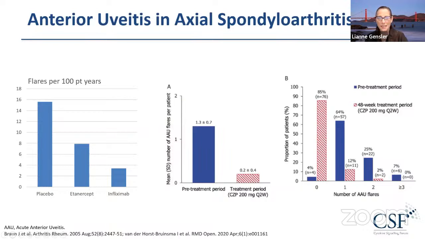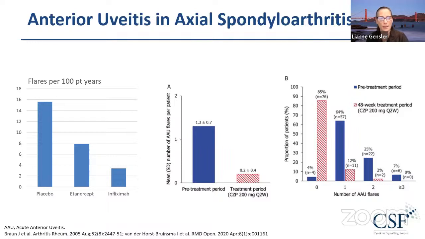Now, when you think about anterior uveitis in axial spondyloarthritis, these are some of the studies, and I obviously can't be comprehensive in 20 minutes. On the left is an older study, published in 2005, a systematic literature review where they looked at the trials that had been published at the time, etanercept and infliximab, compared to placebo patients, and showed that flare rates were higher in the placebo-treated patients, even compared to etanercept, and then lower in infliximab.